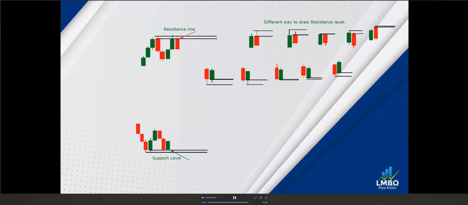This is the way to draw the support and resistance line. This is the basic support and resistance, which is just a basic SNR level. Advanced levels are still remaining, so we will learn that in another class. This is just a level. So how to practice on it? I'm going to show you the practice on the chart.